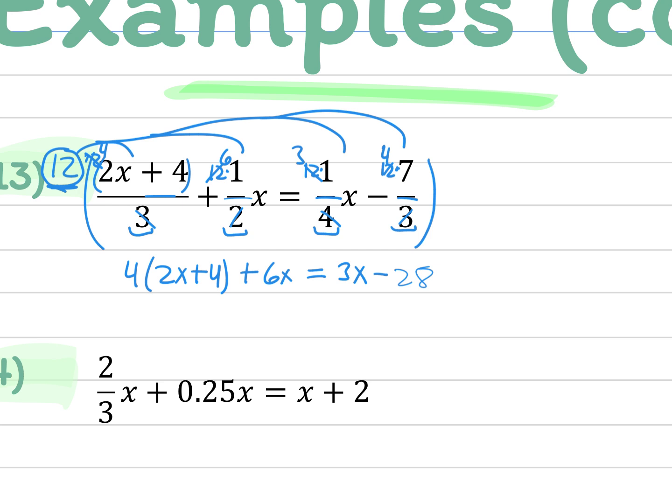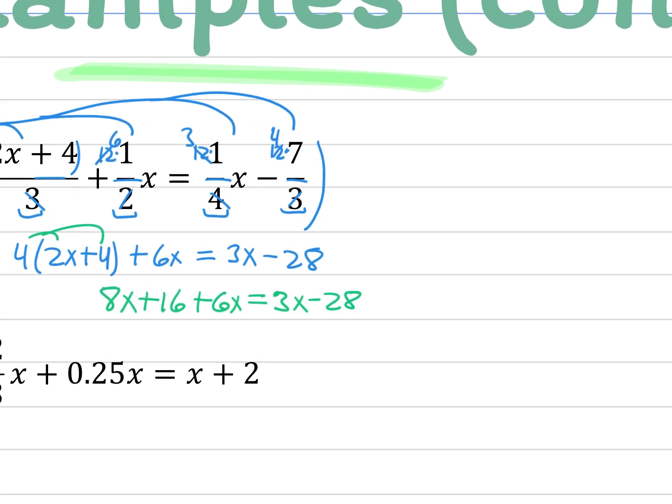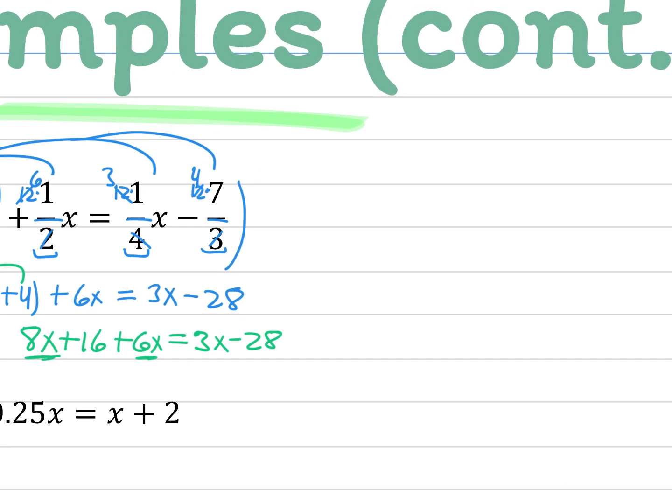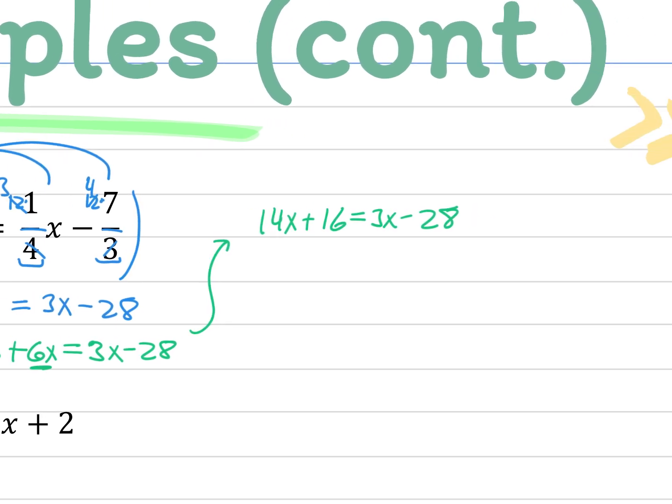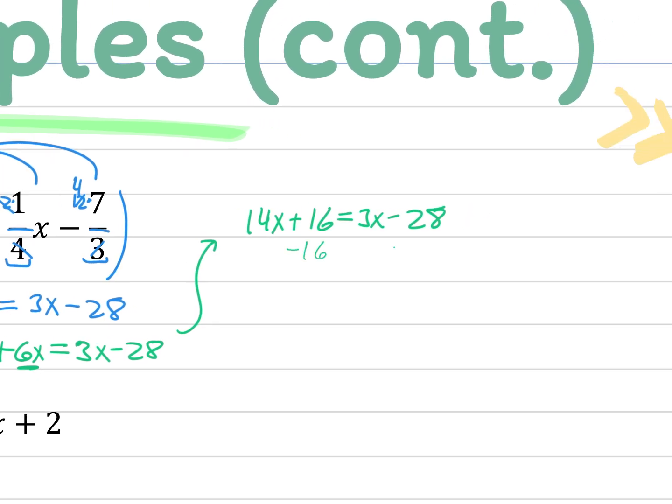So then we're left with something that looks very similar to what we've done thus far, right? So I'm going to take that 4, distribute it, and then I'm going to be left with an 8x plus 16 plus 6x, and this is going to equal 3x minus 28. All right, so I can combine like terms over here. 8x plus 6x is going to get you 14x. I'm going to bring that up there. 14x plus 16 equals 3x minus 28. All right, and then I can subtract 16 on both sides, and I can subtract 3x on both sides.